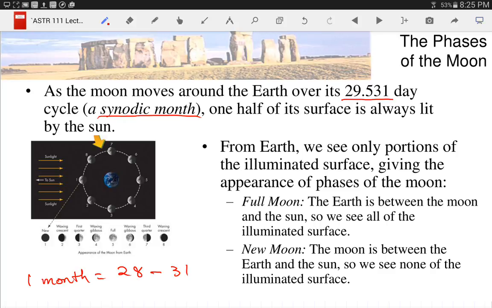Synodic, not to be confused with cyanotic. Cyanotic means a cyanish color, bluish color. That's what happens when you don't have oxygen. Your skin turns cyanotic. The synodic month is the month as defined from new moon to new moon. So from new moon to new moon, it's 29.531 days. Now, how many orbits does the moon do in one synodic month? How many orbits around the Earth? It's a little bit more than one.